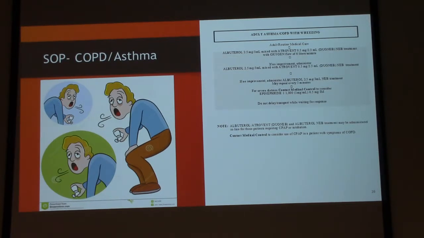All right, our asthma COPD protocol with wheezing. I hate this protocol. I just don't like the way it's written. Routine medical care, albuterol and Atrovent. Doesn't work, give them another albuterol and Atrovent. Doesn't work, give them another just albuterol. And if that doesn't work, then we can go on to epi.